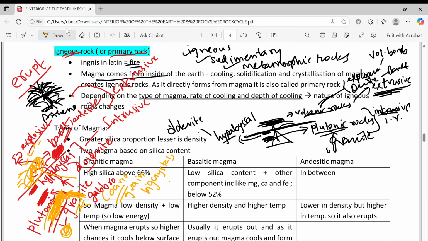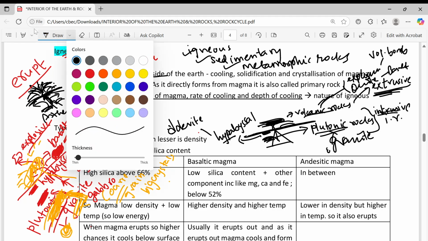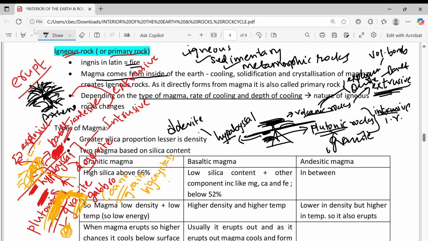It will break easily; it is not that strong. Whereas granite is very strong, and those crystals give it strength. So this is a very important concept actually. The types of magma are one topic that we will see later. Okay, let me just erase this one.